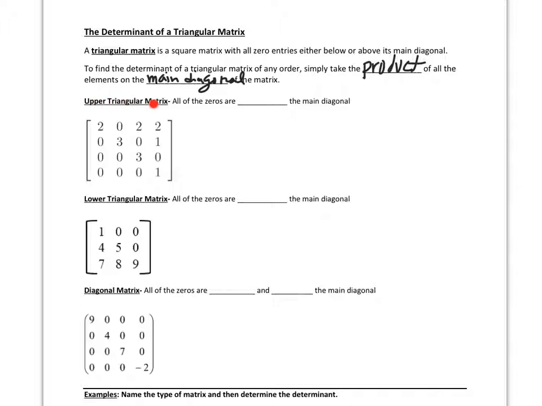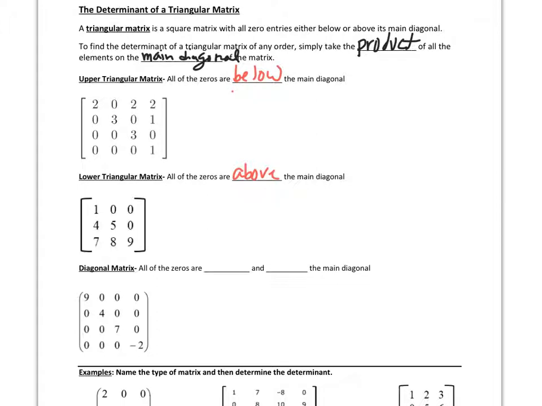We have an upper triangular matrix where all of the zeros are below the main diagonal. So if you see here, here's the main diagonal. All of the zeros are below and all of the numbers are above it. A lower triangular matrix is when all of the zeros are above the main diagonal. So if you see here, here's the main diagonal. All of the zeros are above. And then we have something called the diagonal matrix where all of the zeros are both above and below the main diagonal.